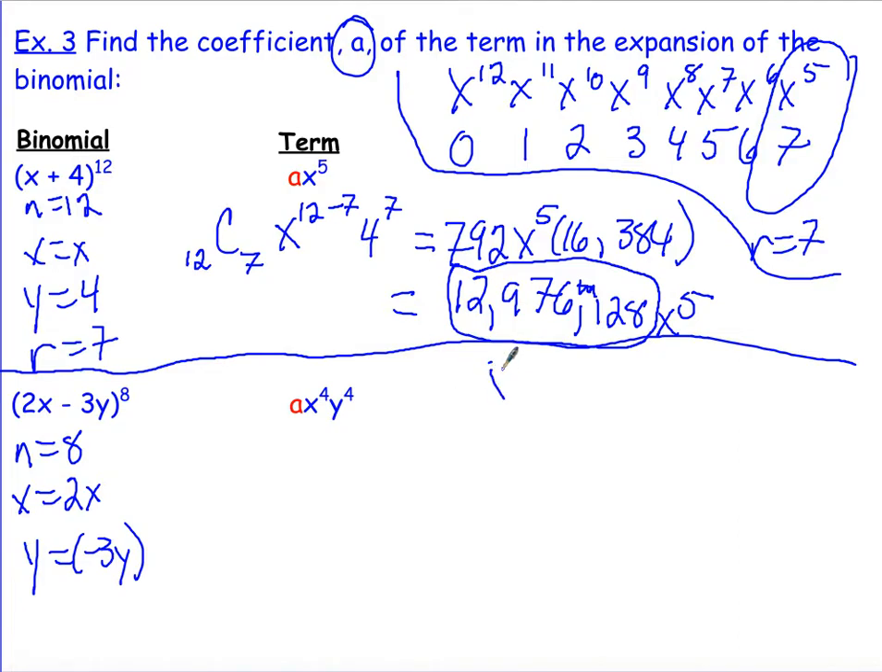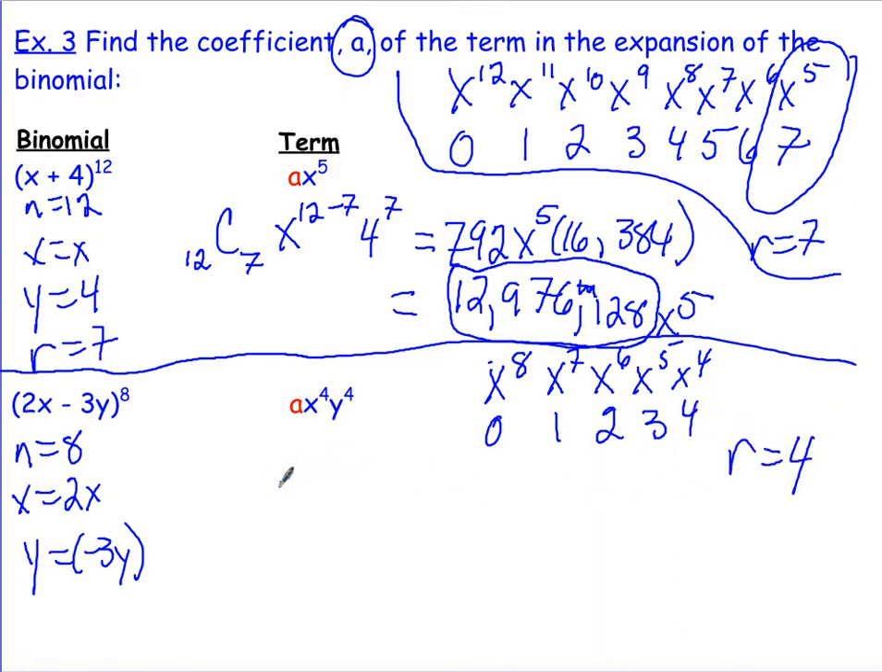So we're going to have x to the 8th, x to the 7th, x to the 6th, x to the 5th, x to the 4th. So this is our 0 term, first term, second term, third term. What we want is the 4th term, so r is equal to 4. So now let's just plug this all in.